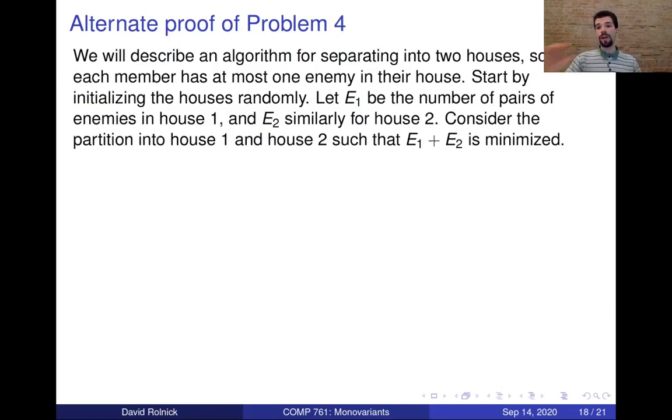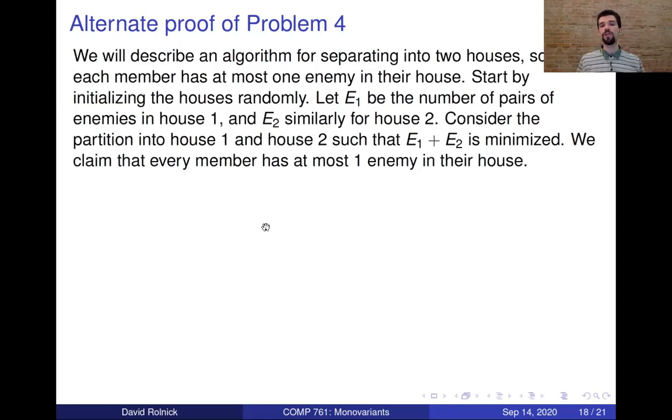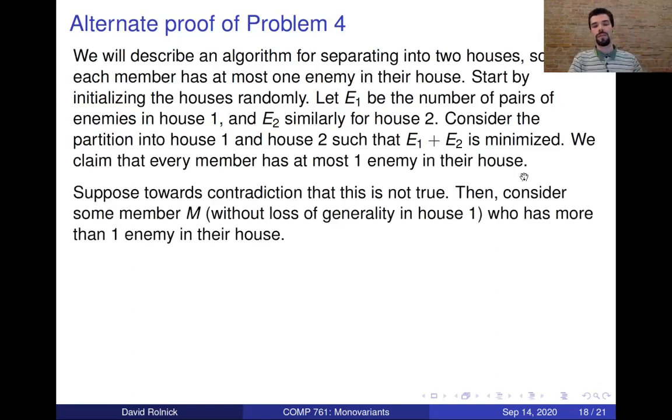Remember, that was our monovariant from before. So we showed that every move we made it smaller. And so now what we're going to do is we're just going to say, if we've minimized it, then we can't make any more moves. So we claim that every member has at most 1 enemy in their house. Suppose towards contradiction that our claim is not true, so that some member has more than 1 enemy in their house.